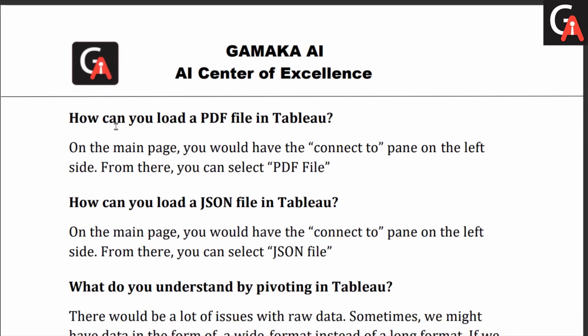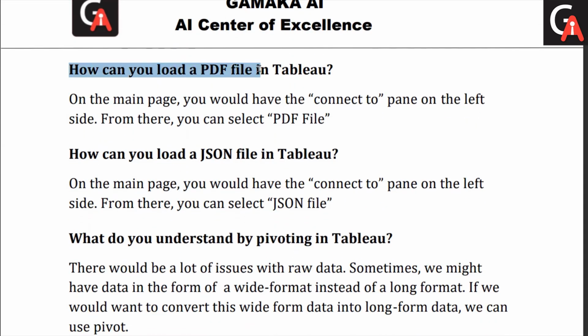Next question we have: how can we load a PDF file or a JSON file? The steps are similar. On the main page we would have the connect to pane, and there we can select the desired connectors, be it a PDF file or a JSON file, whatever you want. Clear, guys? So this is how we can connect with the different data sources we have.